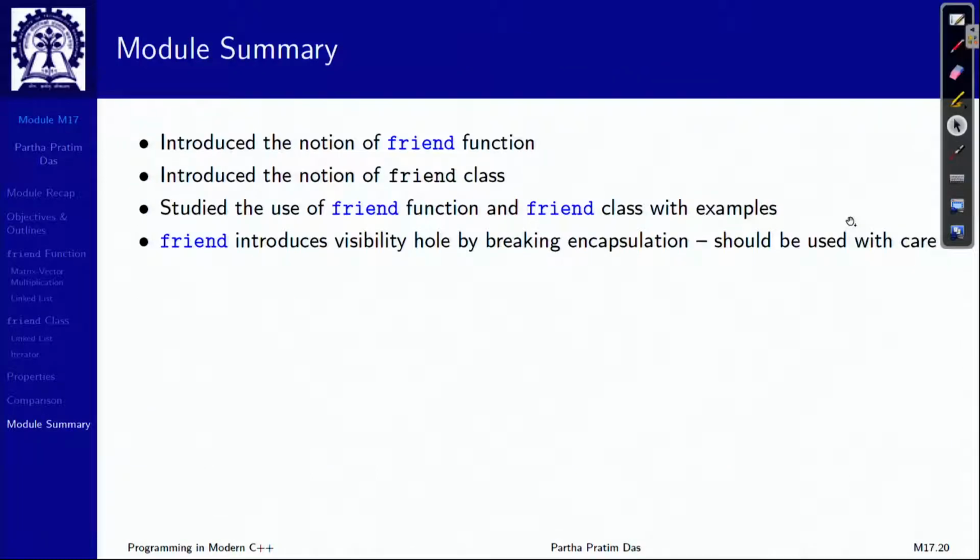So, that brings us to the end of this module, where we have introduced the notion of friend function and friend class, and discussed several very specific examples, and you will see that these examples keep on coming, and even in your placement interviews and so on, it is very likely that you may be asked some of these questions, because they are a favorite of most people. And just remember that friend introduces a visibility hole by breaking the encapsulation. It must be used with care, and that is another point that most of the time interviewers would like to know, that if it does so, then why do you still have friend, or do you use friend in such a situation, and so on.